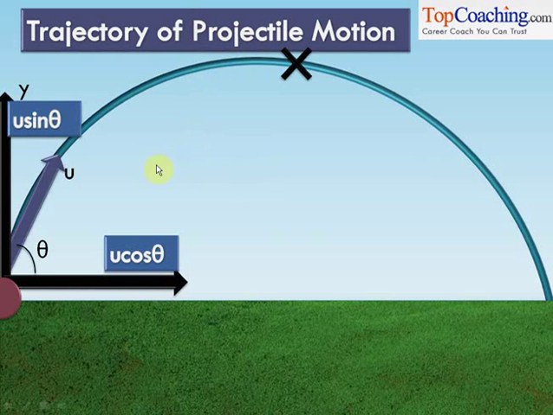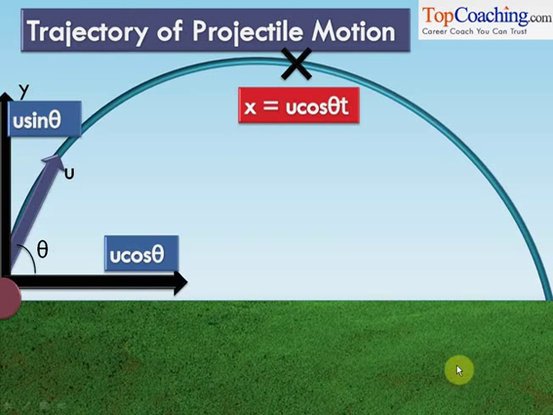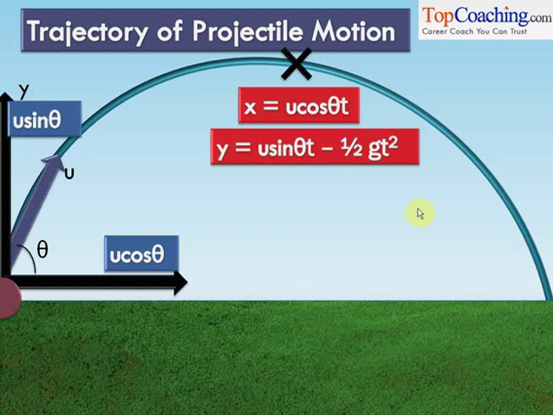Let us consider a projectile at any general point on its path, here, where this cross is located. So you can say that time t has elapsed after the projectile has been projected up in the air. At this instant, the x coordinate of the projectile is clearly u cos theta into t. There's no doubt about it, is there? We just discussed that displacement along the x-axis is u cos theta into t. The y coordinate of the projectile is u sin theta t minus half gt square.